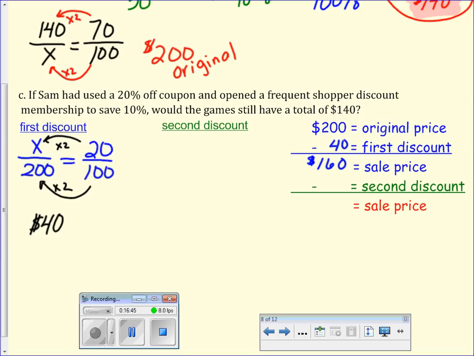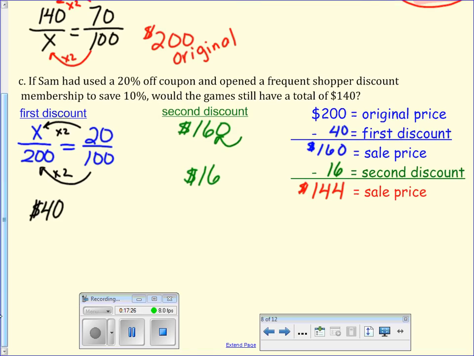Okay, now the second discount comes off of the $160. So now the price of the item is $160 and they take the next 10% off. How can we figure out 10% off of 160? Yeah, let's just move the decimal to the left one. So the second discount is $16 off. And it's $16 off the $160 because that's the new price. So the sale price is $144.